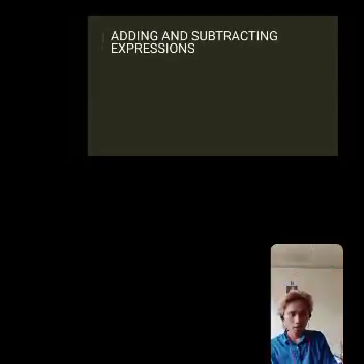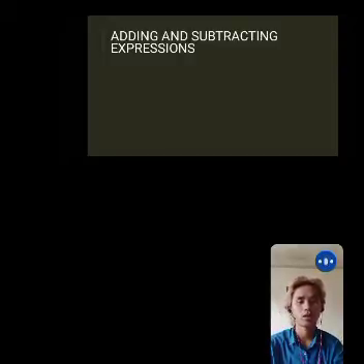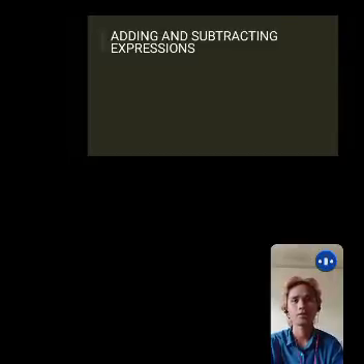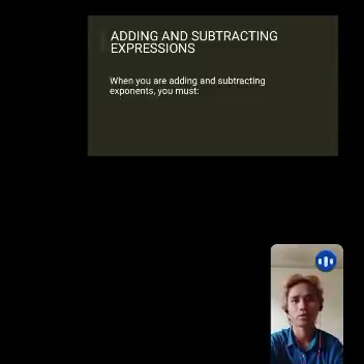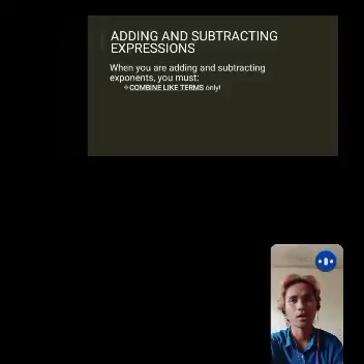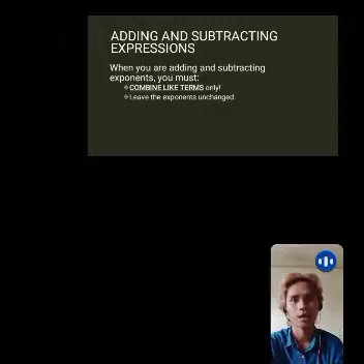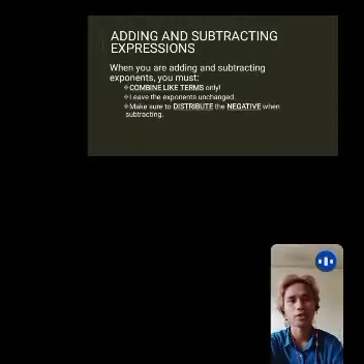This type of exponential expression has the same rules. When you're adding and subtracting exponents, you must combine like terms only. So if it doesn't have like terms, you don't combine. Leave the exponents unchanged. You won't touch the exponents, just copy them if it has like terms. Make sure to distribute the negative when subtracting.